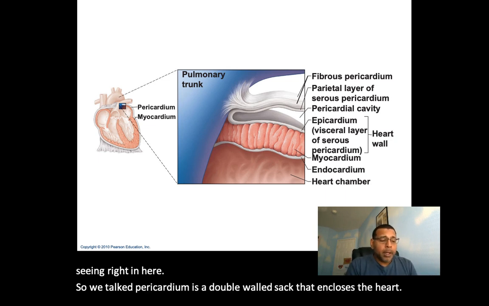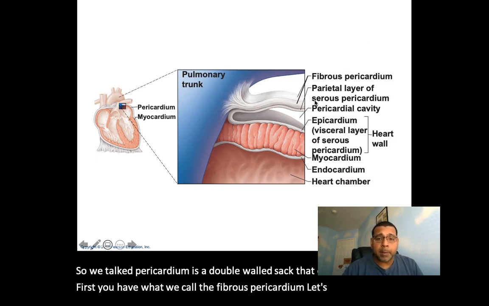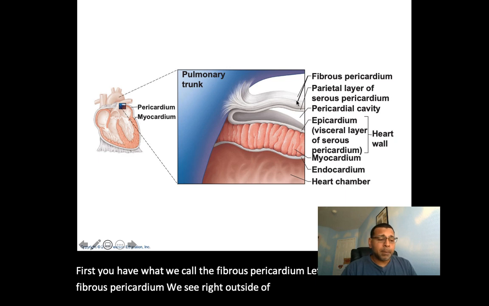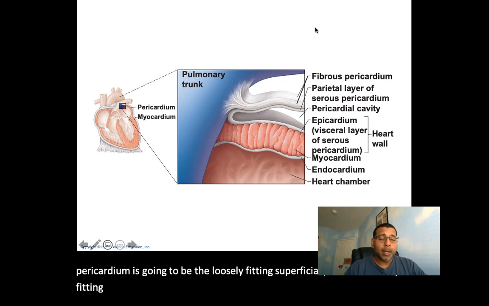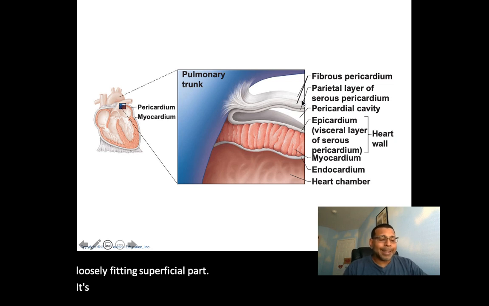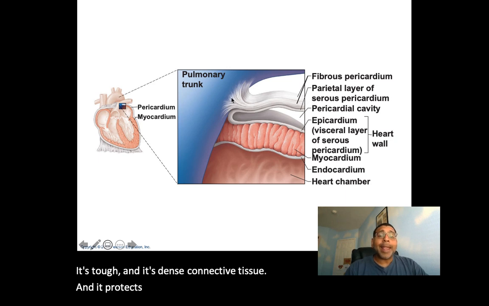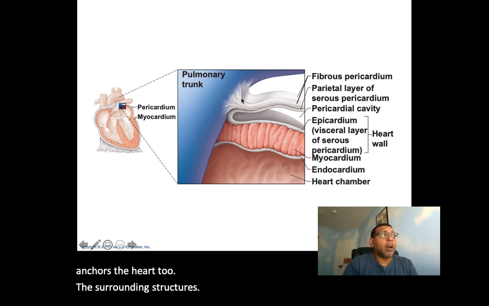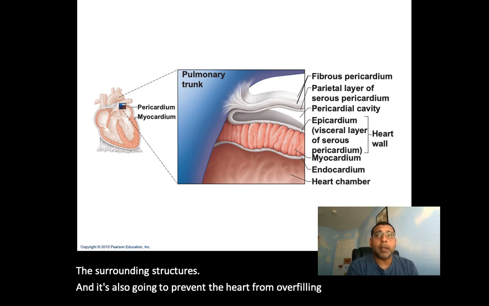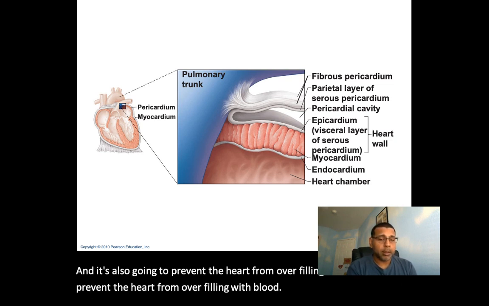First you have what we call the fibrous pericardium. Let's talk about this fibrous pericardium we see right outside of here. It's the loosely fitting superficial part. It's tough, dense connective tissue, and it protects the heart and anchors it to the surrounding structures, as you can see here. It also prevents the heart from overfilling with blood.